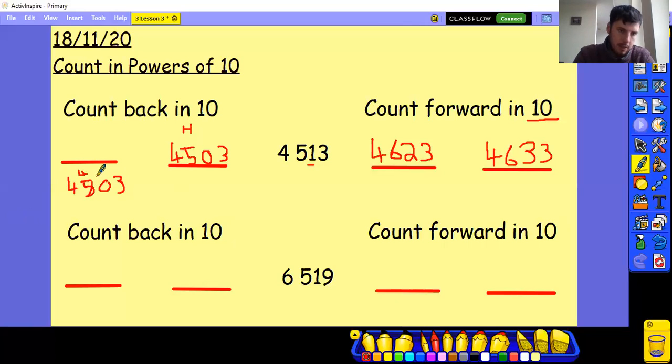So now I've got 10 tens. And all I need to do is take away 1 from here. So I'll have 4,493. That's important. My ones do not change. That's very important. All you're going to do is exchange a little bit there in your head.